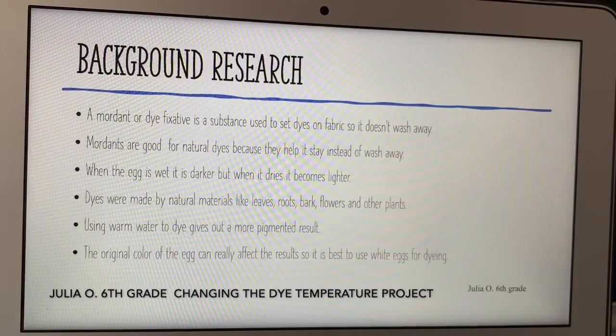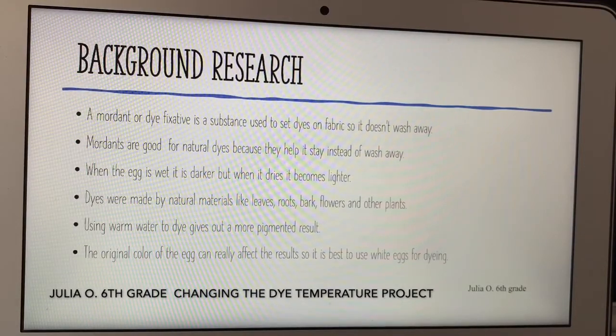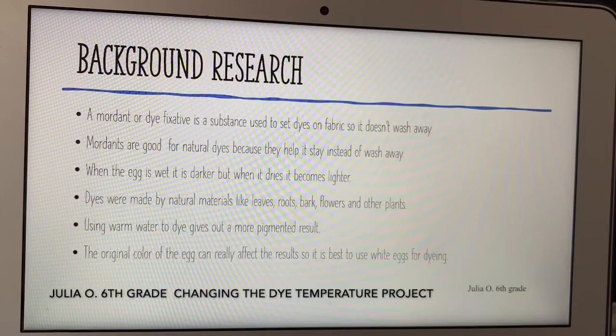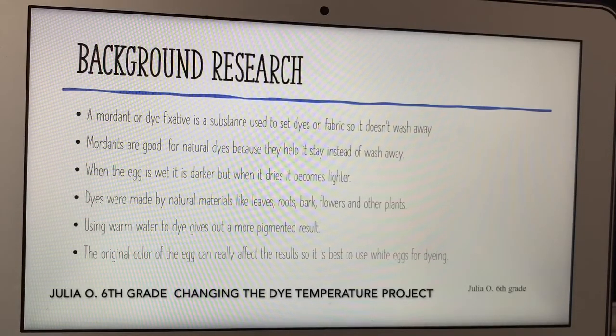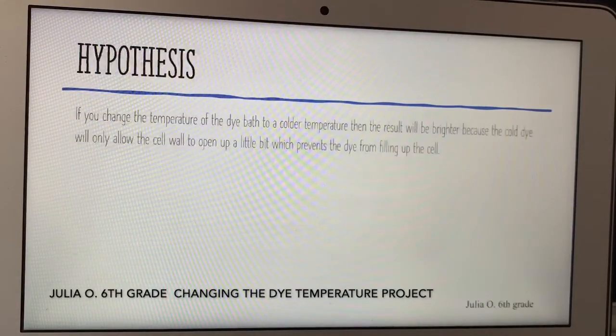For this project, my partner and I used a lot of research. We researched what dyes were the best to use, what mordant was the most useful, and the time and temperature that led to the best results.